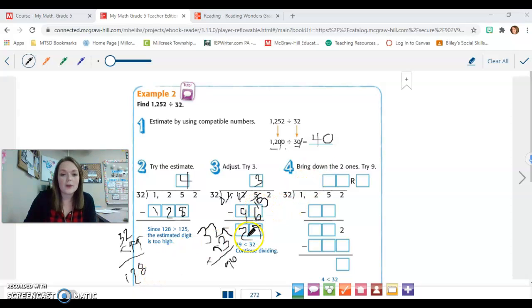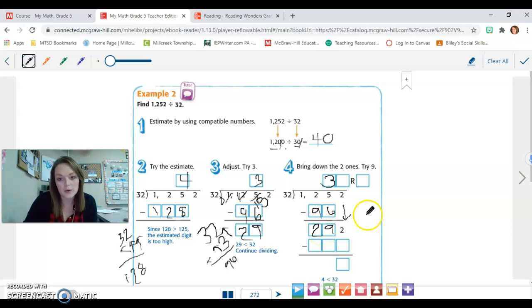Okay, so is 29 smaller than 32? Yes. So we cannot go another whole number, but we will have a remainder. So we're going to continue over on number 4. So we're going to bring down our 2. Mrs. Wiley's just going to fill this in real quick. So we had 29. We're bringing down our 2. So now we need to figure out, I'm going to put my 3 up here, how many times can 32 go into 292?